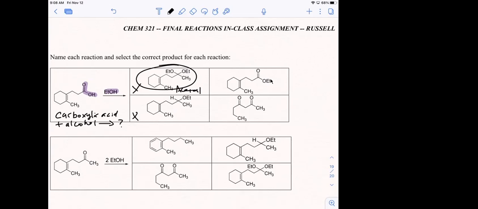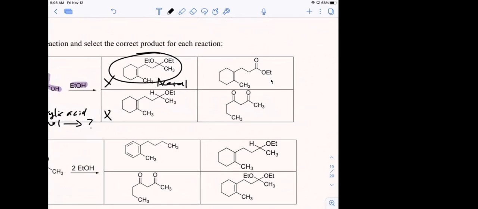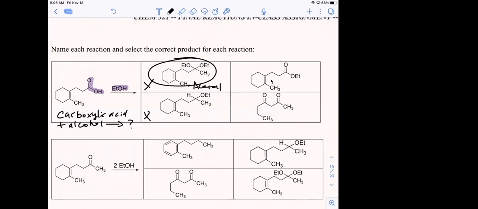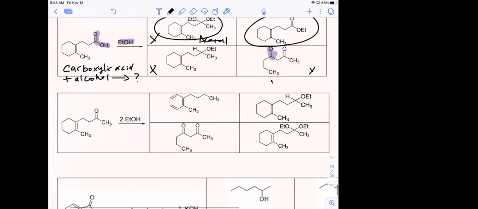So there's two choices left, but this is not going to happen. There's no other oxidant in there to make another carbonyl show up here. So again, carboxylic acid plus an alcohol, or an acid chloride plus an alcohol, is going to give me an ester. All right, let's go to the next one.